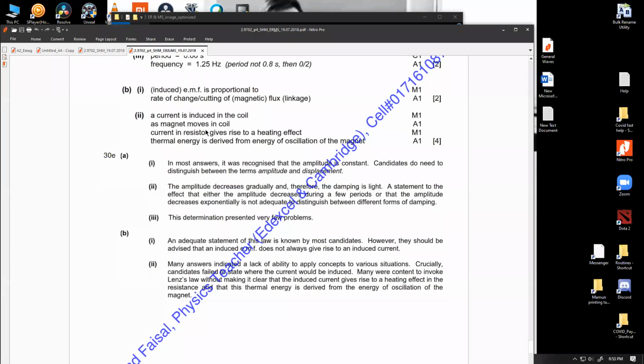A current is introduced in the coil. As the magnet moves in the coil, the current in the resistor gives rise to a heating effect. Oh, they have gone for the heating effect. Thermal energy is derived from the energy of the oscillation of the magnet. Wow. No mention of Lenz's law whatsoever.